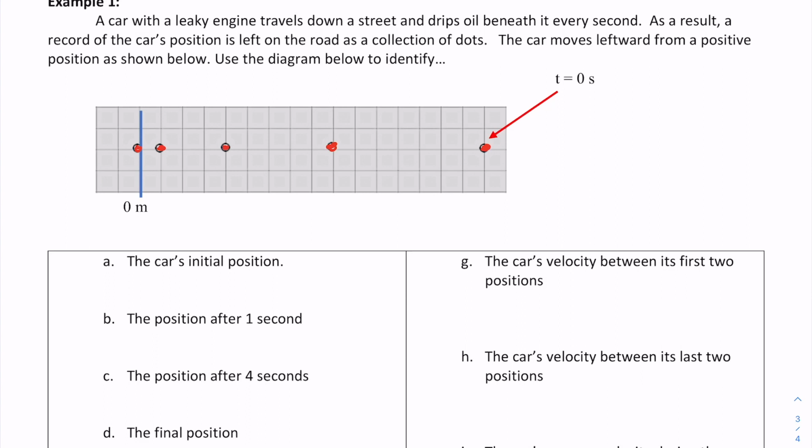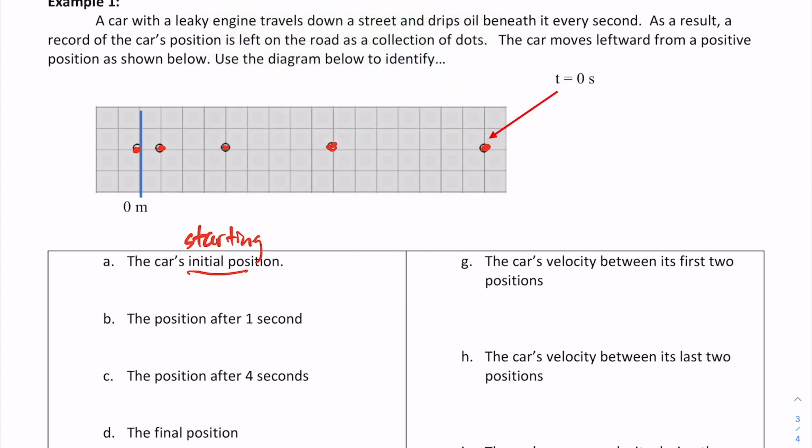So I've identified here that the starting time is at this dot, and the car is going to move this way. Use the diagram below to identify a bunch of different things, okay? So let's try this together. Question A, it says, what is the car's initial position? The word initial means starting. Well, its starting position is going to be here.